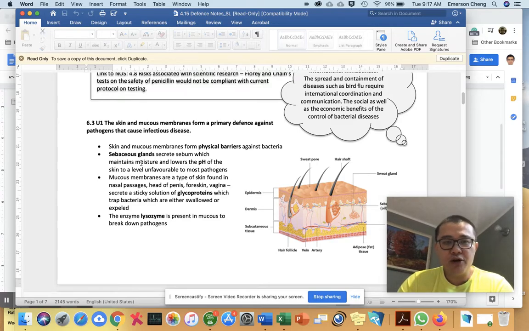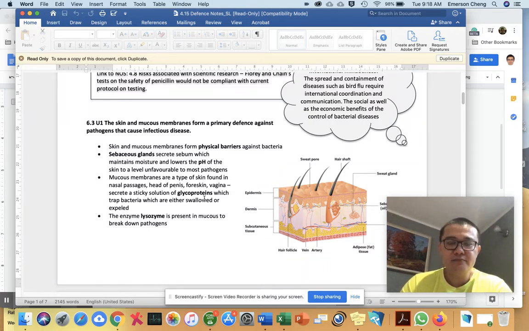So here are a couple of places where you find mucous membranes. And in the mucus, you actually have a number of things, not just water, but glycoproteins and things like that. They are there to trap the bacteria. Okay, here is the list of things. So nasal passages, the head of the penis, foreskin, vagina, they will produce these things.